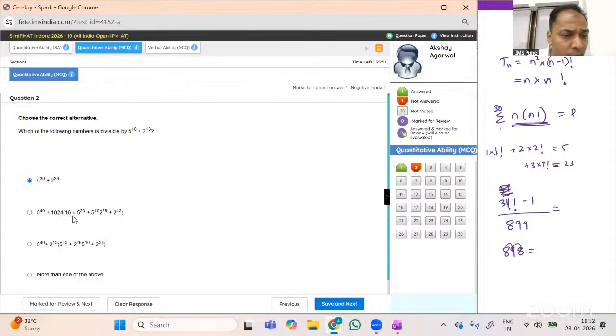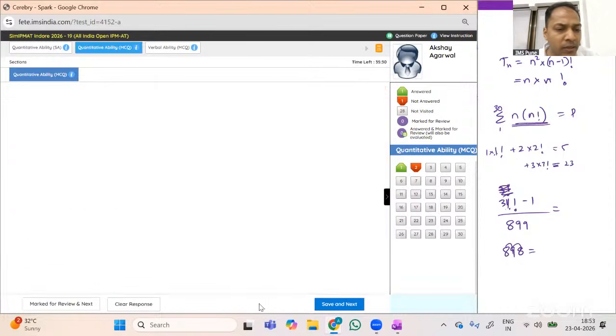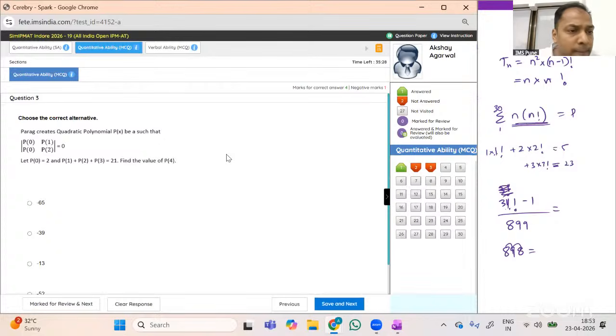2 raised to 10, 2 raised to 14, 2 raised to 29, 2 raised to 43. I'm not sure about this. Just a rough look, basically I can see the first one. I'm not sure whether it could be more than one of the above. I'll clear response. I'll not take that chance.